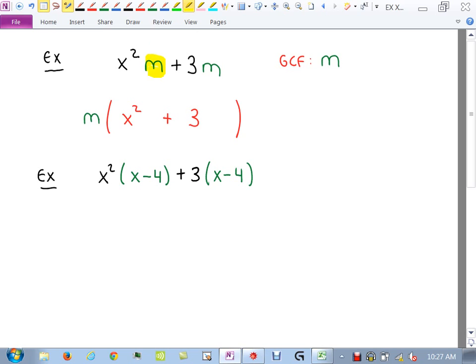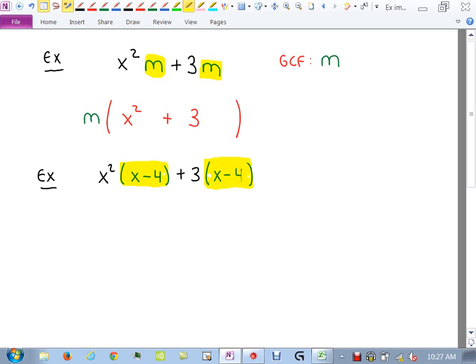Do you see that the m here is like this? And do you see that the m here is like this? So this first term, x squared m, had this m here, plus 3, and then the identical thing right next to the 3. So we noticed that the m and the m were the same. Here we have x squared, just like here, and then something next to it that is identical to what's next to the 3. Our GCF in this problem is the whole thing in parentheses. It's the entire expression.